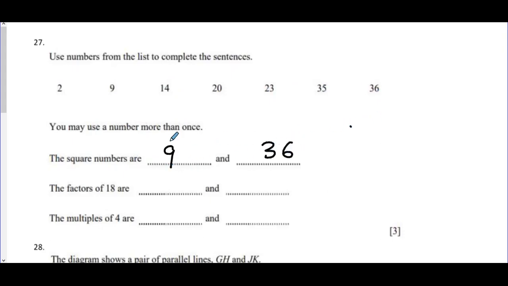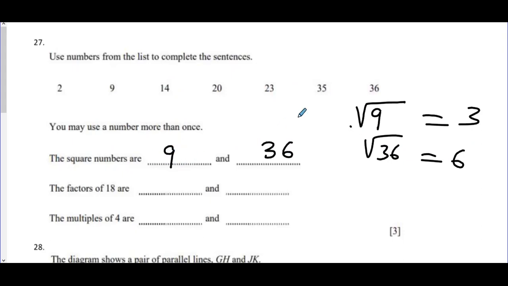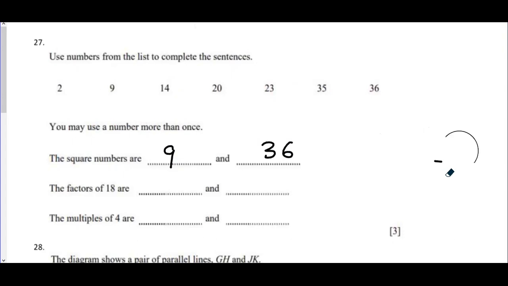Because what does a square number mean? A square number, that means you can find its square root. What is square root of 9? That is 3. What is the square root of 36? That is 6. So a square number is any number that has its square root. Okay, so 9 and 36, those are square numbers.